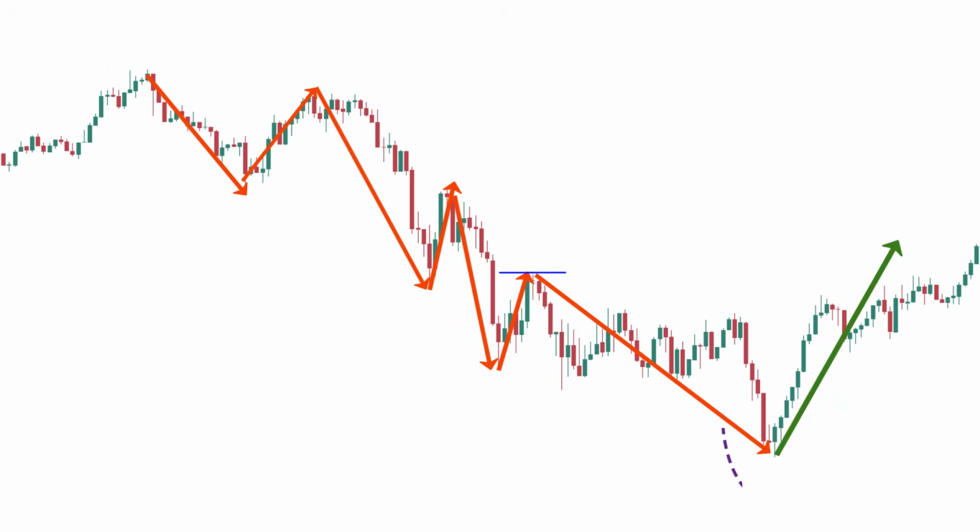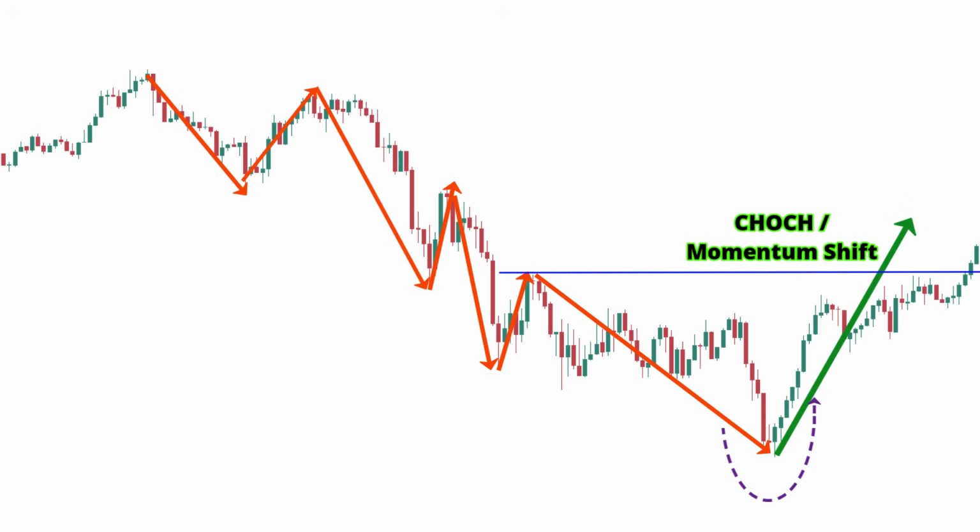If you have questions, you can ask in comments below, we will reply to you. Here, this is called a momentum shift, or CHOCH. We will go into this in detail in the next video.